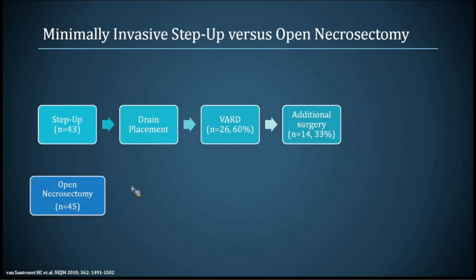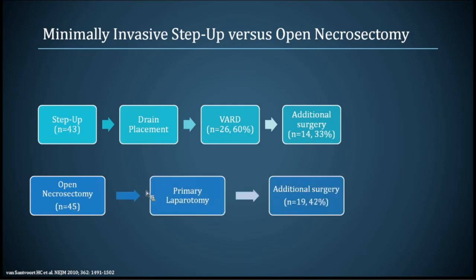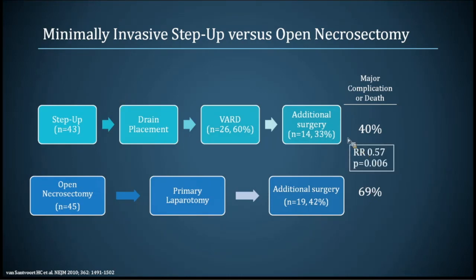The other group got randomized to open necrosectomy, and they got a primary laparotomy. 42% of those patients needed repeat laparotomies, repeat procedures, repeat drains. In the end, the rates of major complications or death, incredibly high numbers to begin with, right? This is a very morbid disease. 70% in the open group versus 40% in the step-up group, and that was statistically significant.